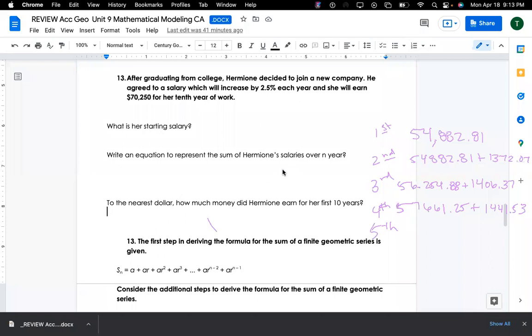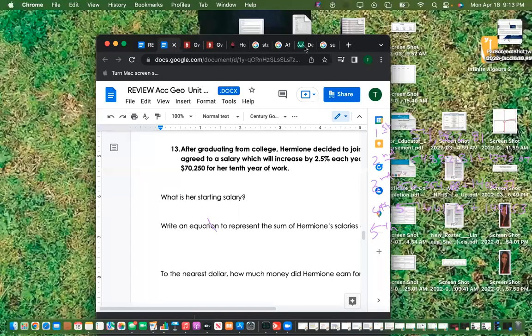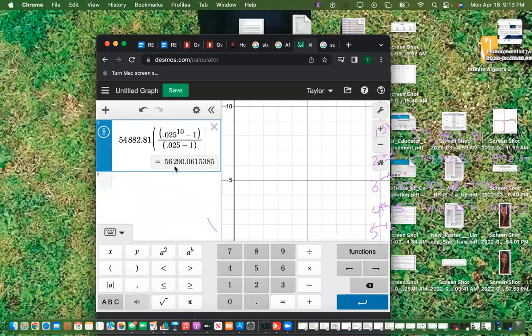All right, so sorry about that. I know it was super messy. So to the nearest dollar, how much money did she earn in her first 10 years? If you actually work all of this out, she makes a ton of money. But that being said, if you use this formula that we were talking about, you would get 56,290.06. And so that's talking about using that 2.5% rate.